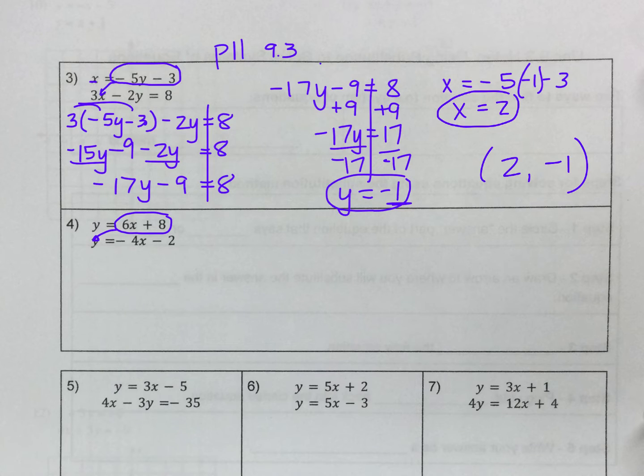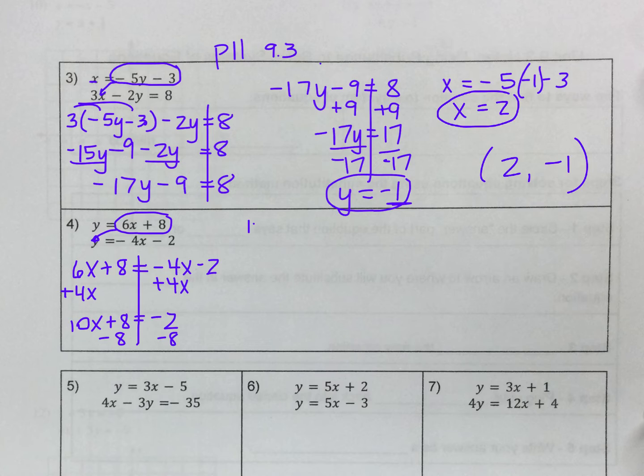I'm just going to circle that part, the top. And so my new problem is 6x plus 8, that's what I put in place of that y, equals negative 4x minus 2. I'm going to add my 4x, 10x plus 8 equals negative 2. We're going to subtract 8, 10x equals negative 10. Let's divide by 10, x equals negative 1.